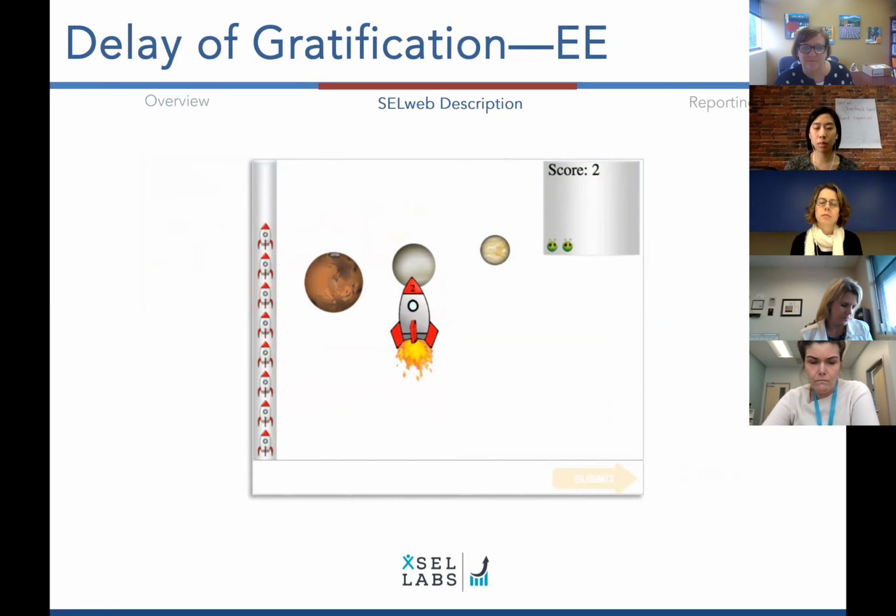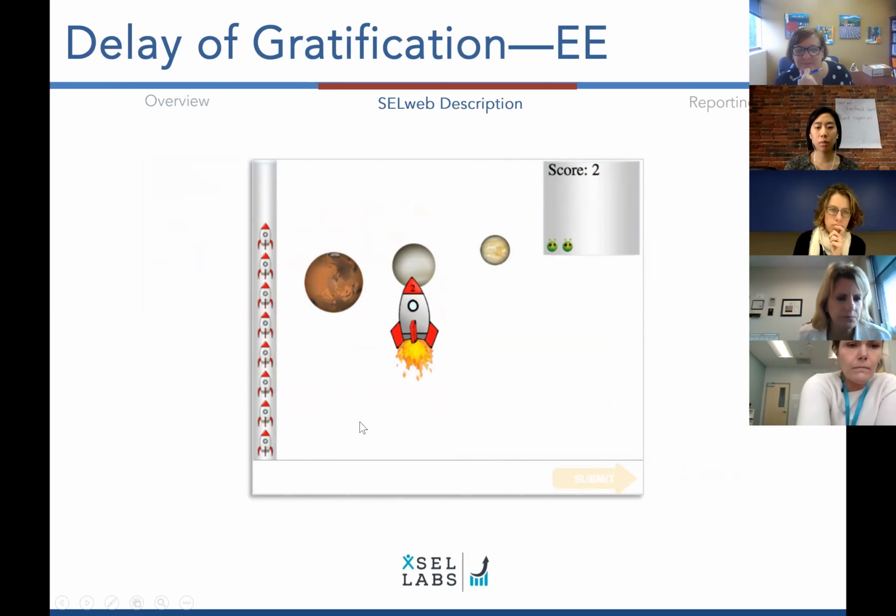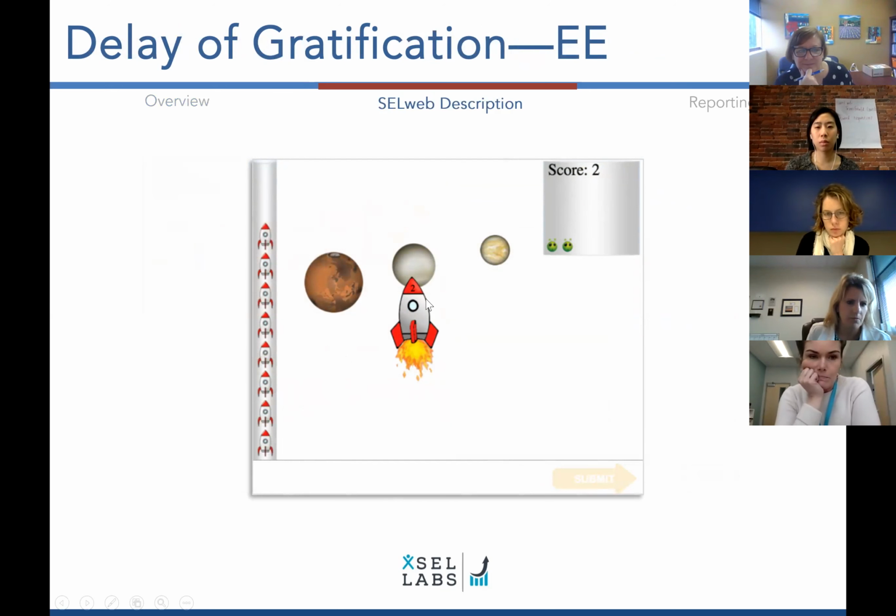For self-control, we have two modules in SELweb EE. One is a delay of gratification module. For this one, in the opening screen, kids see 3 rocket ships at the bottom of the screen. One is worth 1 point and goes really fast. One is worth 2 points and goes slowly. And one is worth 3 points and goes really, really slowly. Kids are told they get 10 rocket ships to send into space and they should get as many points as they can. So the question here is really, how much are kids willing to put up with the relative tedium or boredom of the slower rockets in service to getting a higher score?